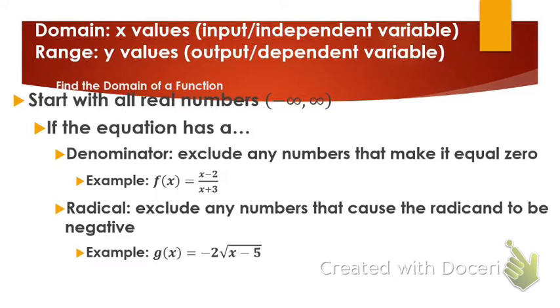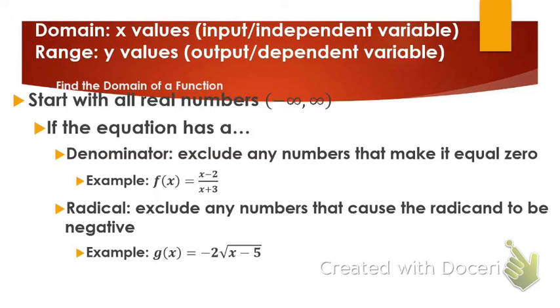So another big part of chapter 2 is finding the domain from an equation. I like to think of them as red lights. As long as you don't have a red light, your domain is all real numbers. That's why it says start with all real numbers. So we're going to start here, but if your equation has one of these red lights, then we need to pause.